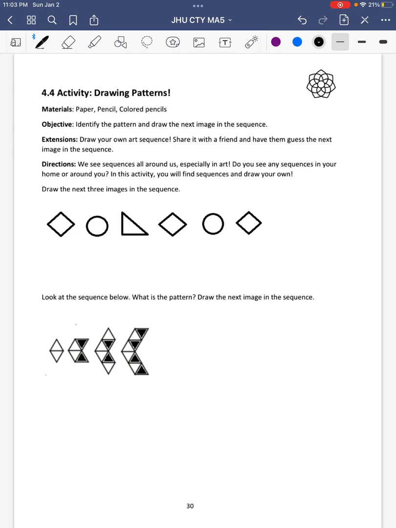In this activity, you will find sequences and draw your own. Oh, if you have tile in your bathroom or in your kitchen, or really anywhere in your house, but specifically those are the two places you would most likely have tile, then you have a pattern in your house. It says draw the next 3 images in the sequence. So first, let's figure out what our pattern is here. So we have diamond, circle, triangle. Diamond, circle, diamond. Uh-oh. What is going to be the answer to this one? Tricky, tricky.